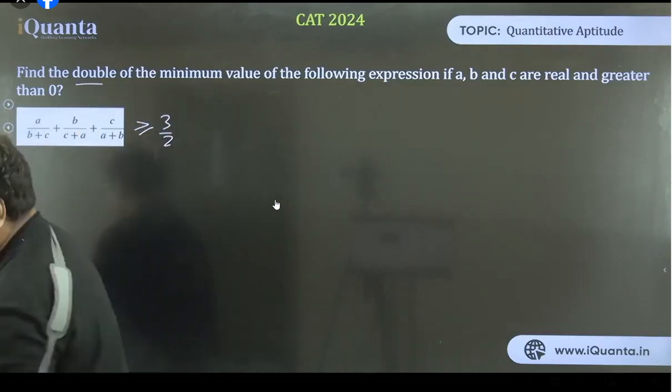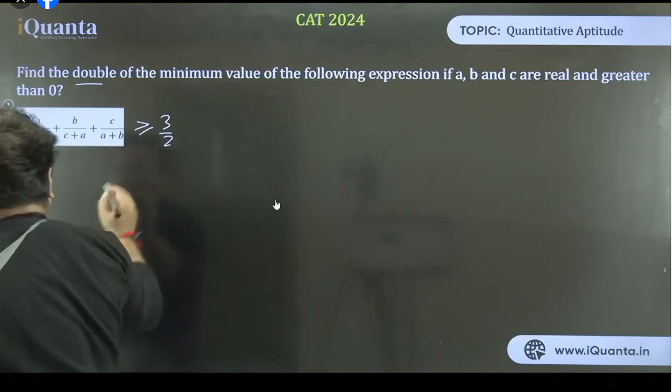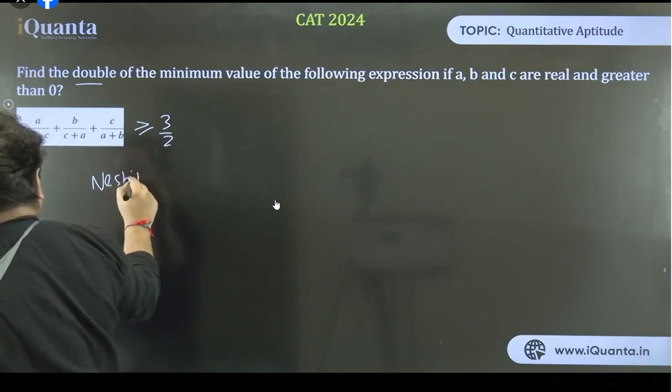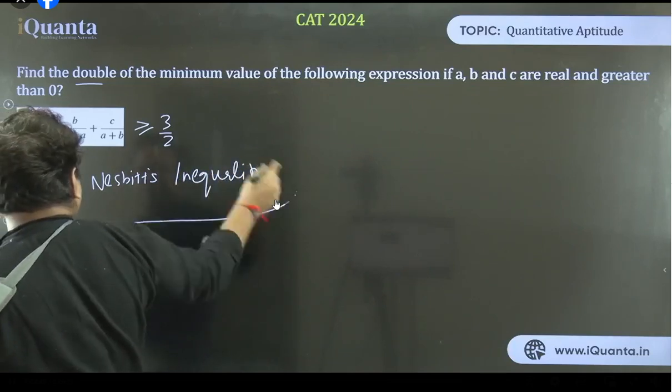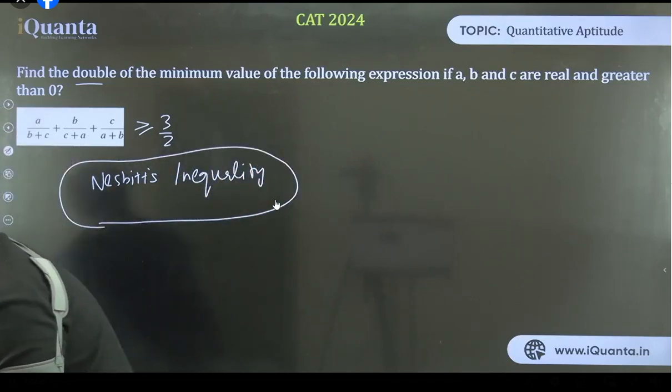Double of that will be 3, right? You know what this is called? This is called Nesbitt's inequality. It's a theorem actually. That is what it is called. No need to remember this name, but that is what it is called.